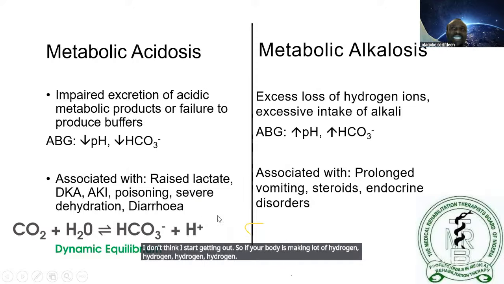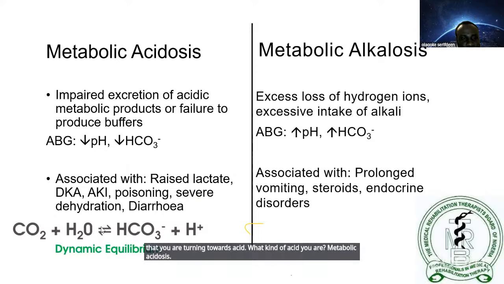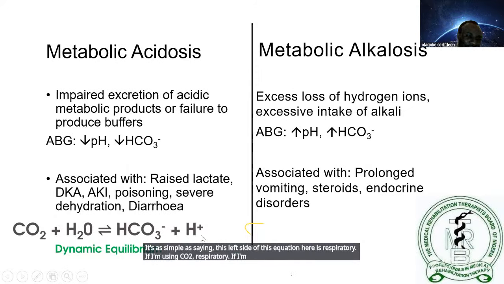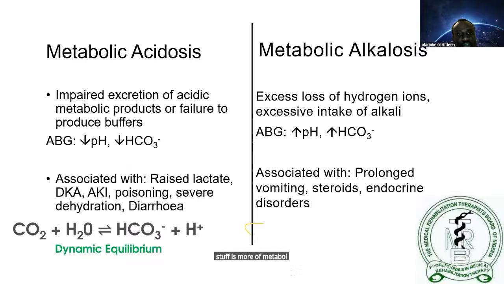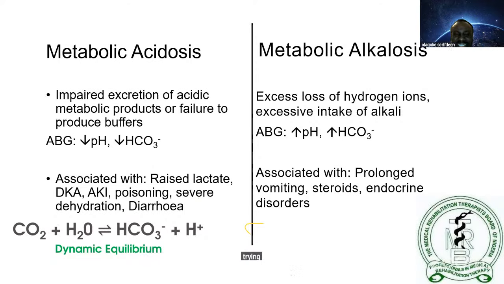you are tending towards acid. What kind of acid here? Metabolic acidosis. It's as simple as saying the left side of this equation here is respiratory. If I'm using CO2, respiratory. If I'm using anything bicarb, hydrogen stuff, it's more of metabolic, if that makes sense to you. Now, if let's say you've got diabetic ketoacidosis, or you've got sepsis, you've got inflammation somewhere, bacteria trying to kill that man, that lady on that bed, the body starts making a lot of hydrogen here. That is tending towards metabolic acid.